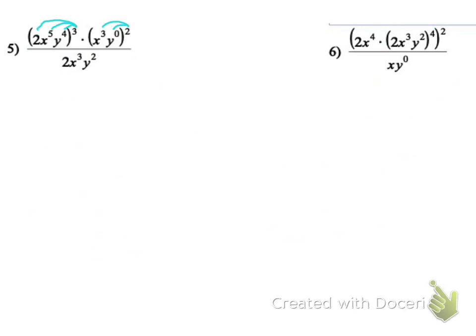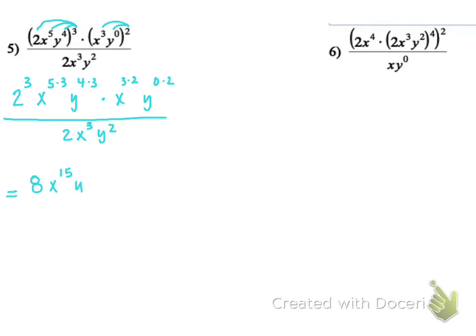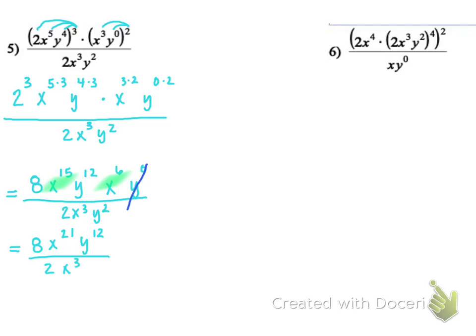Number 5, I need to distribute the exponents to the parentheses first. So remember, power to a power we multiply. And the denominator stays the same. I can simplify the top there, so 2 cubed is 8. I get x to the 15th, y to the 12th, x to the 6th, y to the 0. Remember, anything to the 0 power is 1, but I still see my x variable twice in the top. So I'm going to add those powers of 15 and 6 to give me x to the 21st on the top. Now I can simplify my numbers.